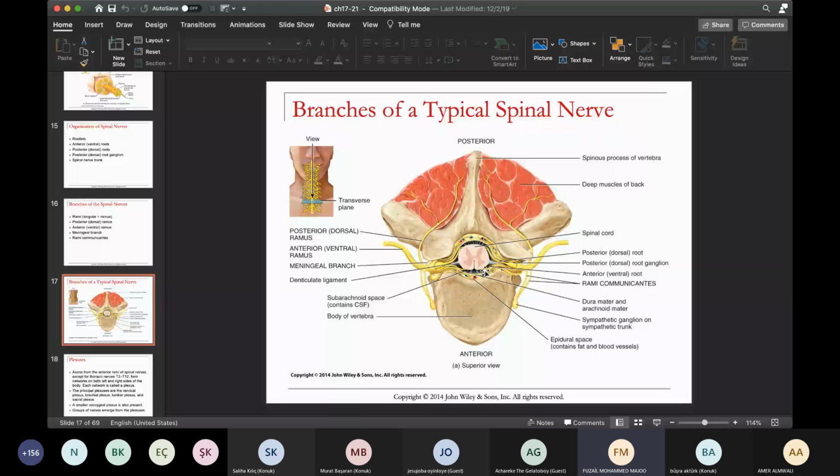So again, here's your posterior root, or the posterior root ganglion is right over here. So this is the posterior dorsal root. Specifically, you can see the posterior root ganglion. And then over here, you have the anterior ventral root. Okay, so anterior ventral root, posterior dorsal root. And here's the posterior dorsal root ganglion. So again, this is the cell body of this sensory neuron. Here's a rami communicantes over here. You can see on either side. This is a posterior dorsal ramus. Okay, posterior dorsal ramus that you see over here.